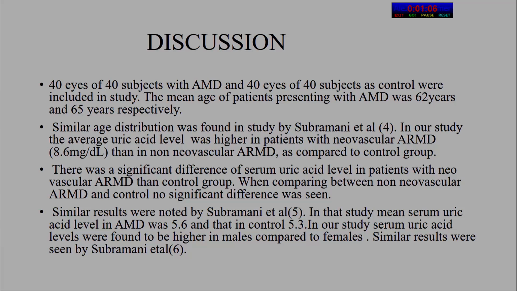There was a significant difference of serum uric acid level in the patients with neovascular age-related macular degeneration compared to the control group. When comparing non-neovascular age-related macular degeneration and control, no significant difference was seen. Similar results were noted by Subramani et al. In that study, mean serum uric acid level in age-related macular degeneration was 5.6, and that in control was 5.3 milligrams per deciliter. In our study, serum uric acid levels were higher in males compared to females. Similar results were seen by Subramani and Dhawal et al.